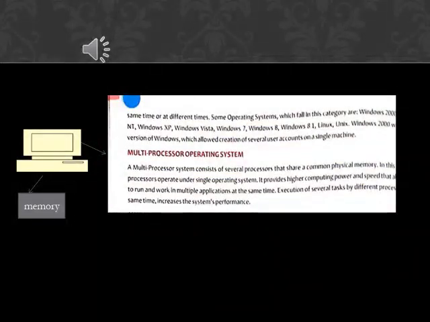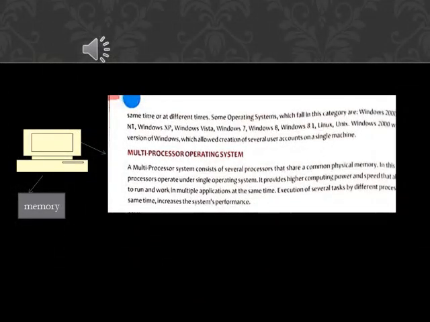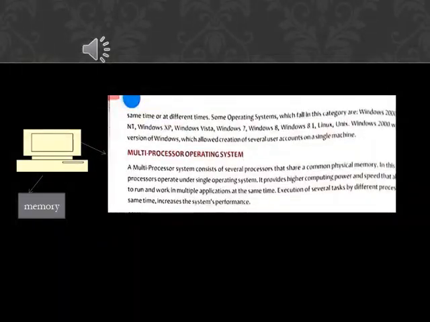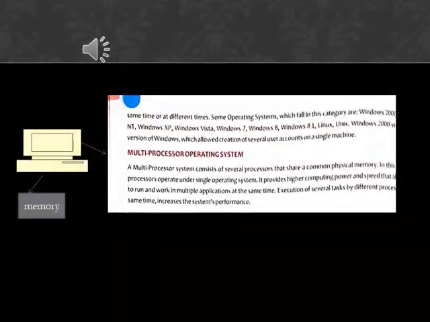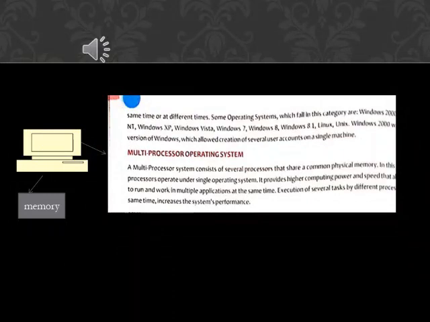Let us discuss the multiprocessor operating system. Multiprocessor system means more than one processor, or several processors, that share a common physical memory. One memory is shared by more than one processor. All of you know the processor is the CPU. In a normal system one processor, one CPU, is present, but the multiprocessor operating system refers to the use of two or more central processing units in a single computer system.